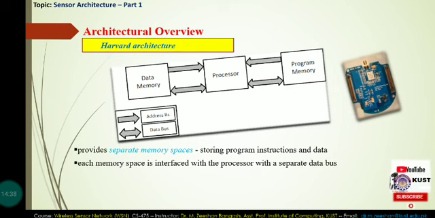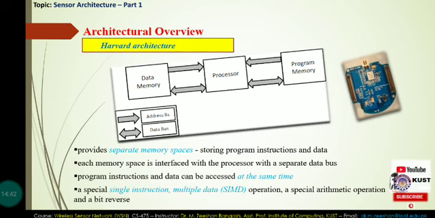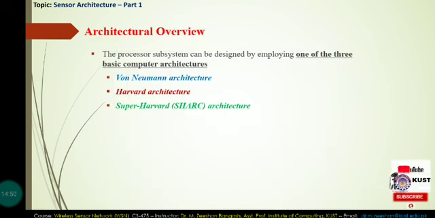You can just note that it has some additional features as well, and it's an improved version of the von Neumann architecture. So let's talk about the third architecture, which is again an improved version of Harvard architecture. That's the Super Harvard architecture.